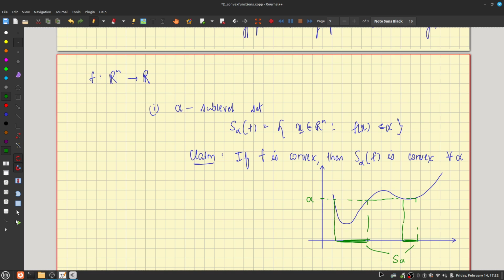As you can see, if the function is non-convex, then there could be an alpha sublevel set which is non-convex. But it's not true that just because all the alpha sublevel sets are convex, f has to be convex. Simple example, you take any increasing function, convex or not. The S alpha will always be an interval, a half open interval, which is always going to be convex. So the reverse is not true.